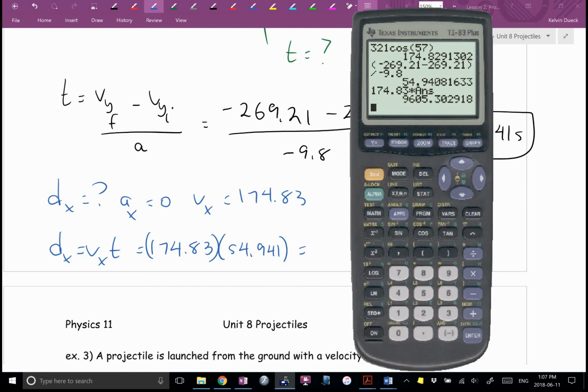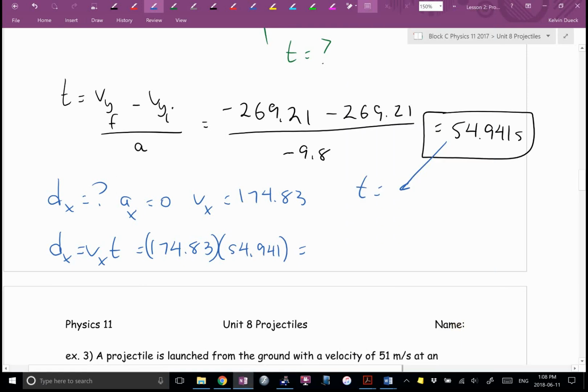Wow, this thing's gone. Oh, you know what? 321 meters per second. That's just shy of the speed of sound. This sucker is going to take off, and it's going to be traveling for a while because this goes almost 10 kilometers. This would be probably an artillery shell of some type. 9,600 and I guess 10. Yes, if I round to 3 sig figs.